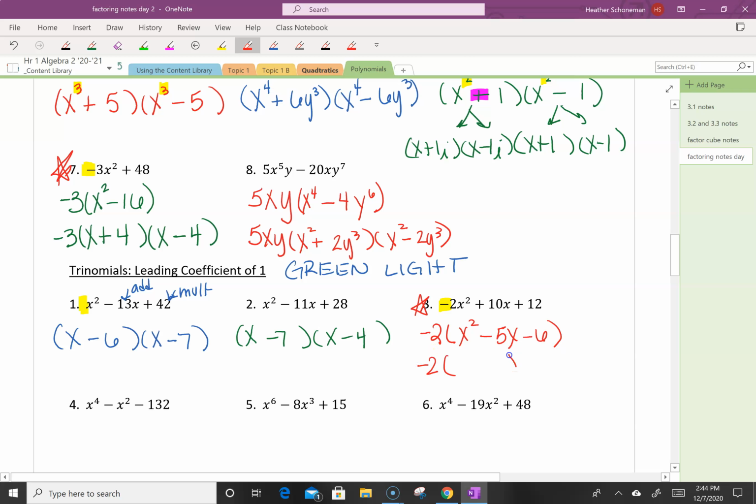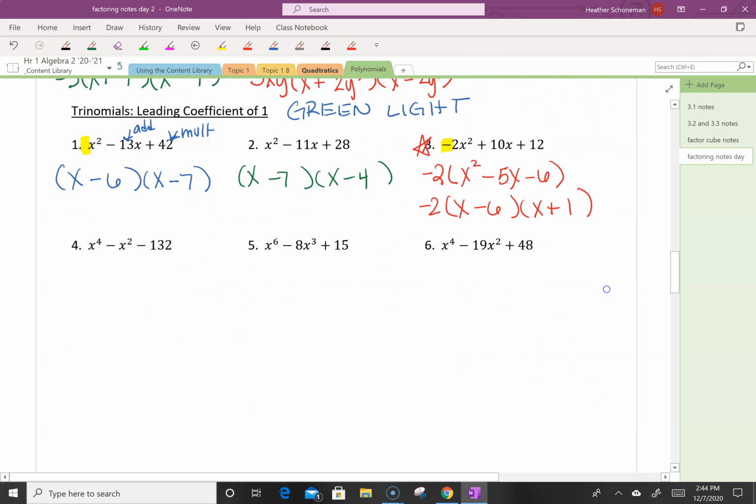Now, in the parentheses, I have a trinomial with a leading coefficient of 1, so I'm going to go straight to my 2 parentheses. I have an x and an x. Now I need 2 numbers that multiply to -6 and add to -5, which would be -6 and +1. -2 and -3 don't work in this situation because they don't multiply to a -6. All right, next one, number 4. Well, it's a trinomial, and the leading coefficient is 1, so it's got to be a green light.